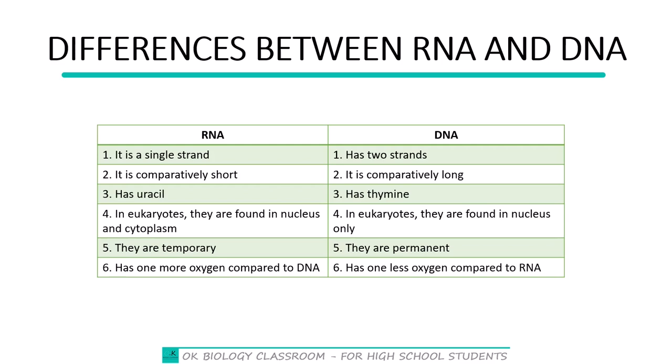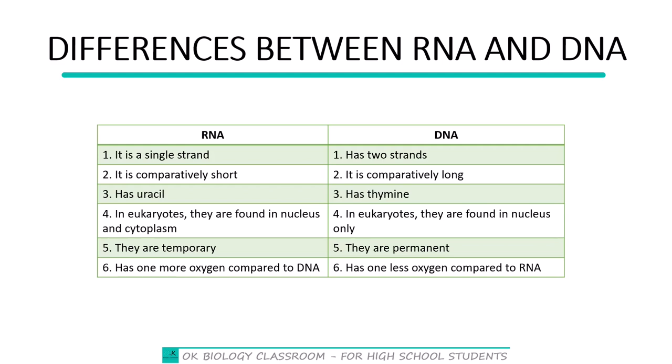And from the name, we get another difference, because we know that DNA is deoxy, and deoxy means it is short of one oxygen. Deoxy, less of oxygen. So that makes RNA have one more oxygen as compared to DNA. And on the other hand, DNA has one less oxygen as compared to RNA.